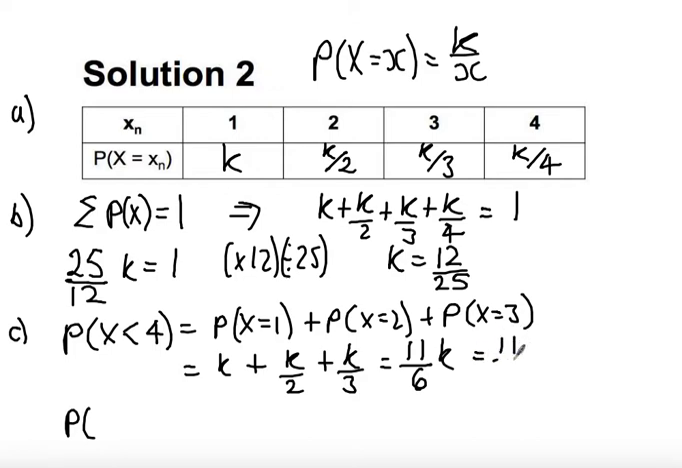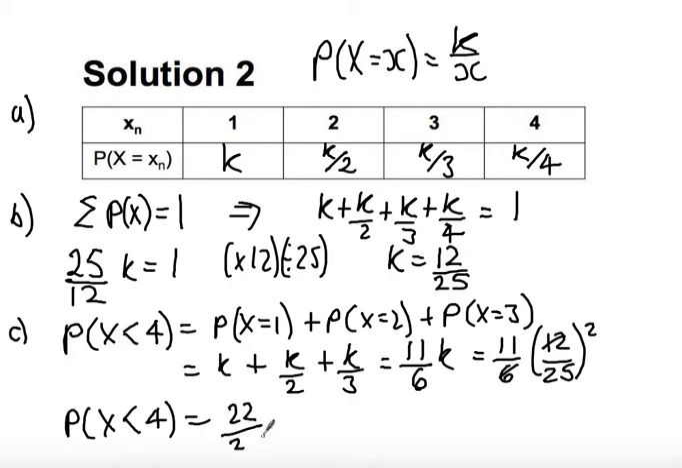Which of course means that I can do 11 over 6 times 12 over 25. When I work through this, I get the probability that x is less than 4 is given as, well, I can cancel these, so I get 22 over 25. I may as well just leave that as a fraction. Okay, well I hope that made sense, because now here's one for you to try.